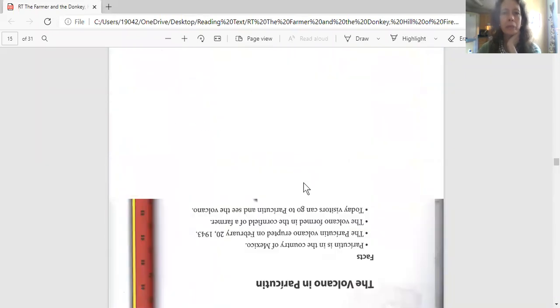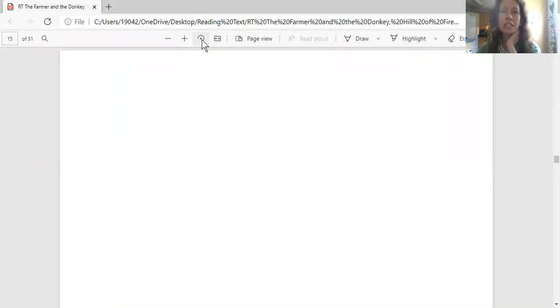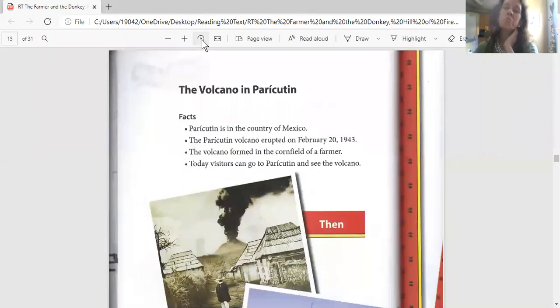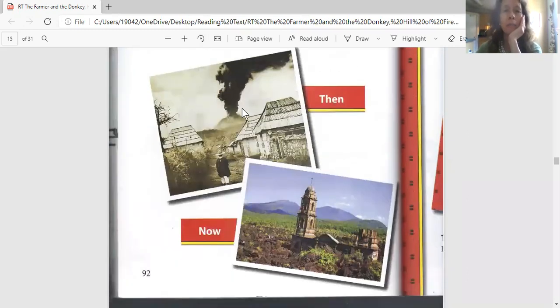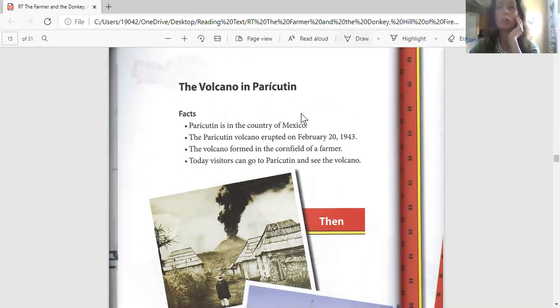Okay? But this part, we talked about text features and things in a book that help us get interested, help us remember what we've read, and just set us up for the reading. And this is one of those things. It's a little bit of a fact sheet. It's got some pictures, and it's got some labels and some facts. So the parts of this page look like this. And let me read. You don't need to write anything down yet. We're just doing a group jam today. So I just want you to watch this.